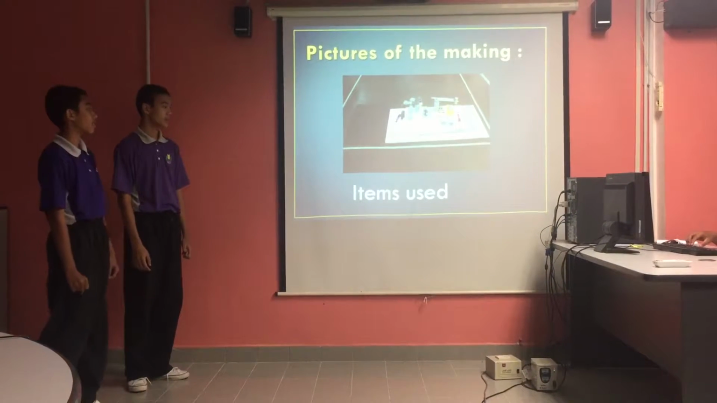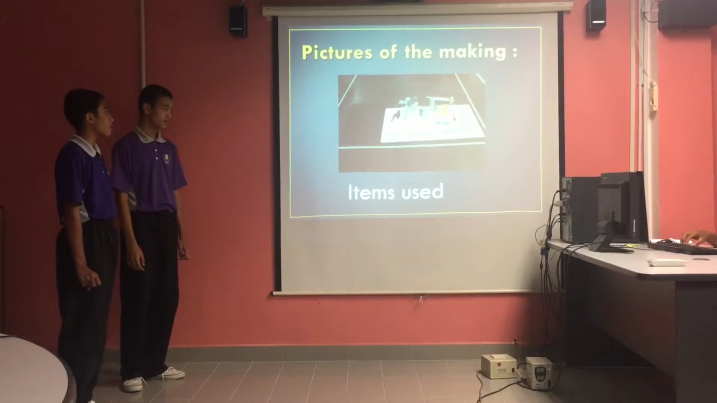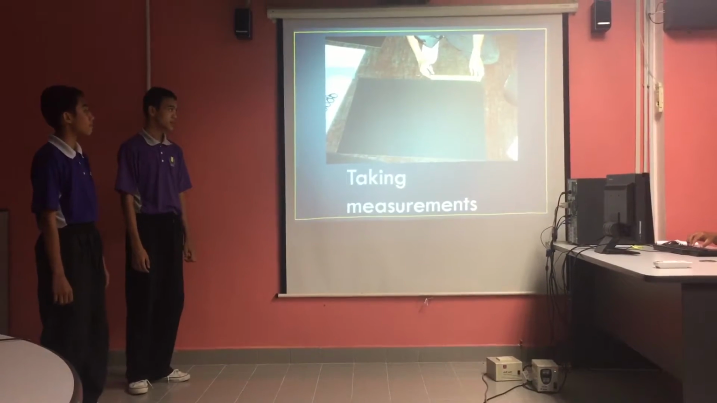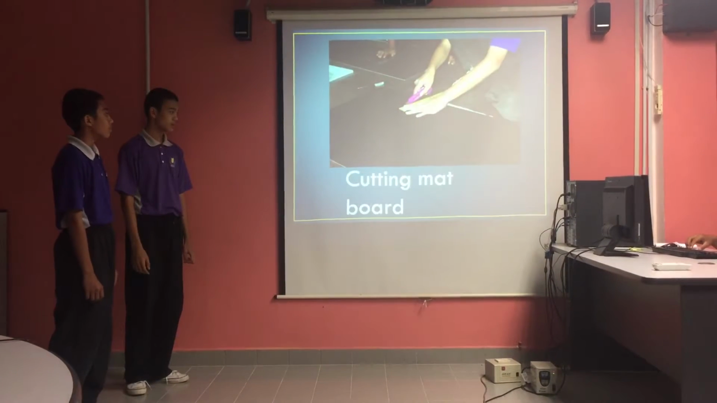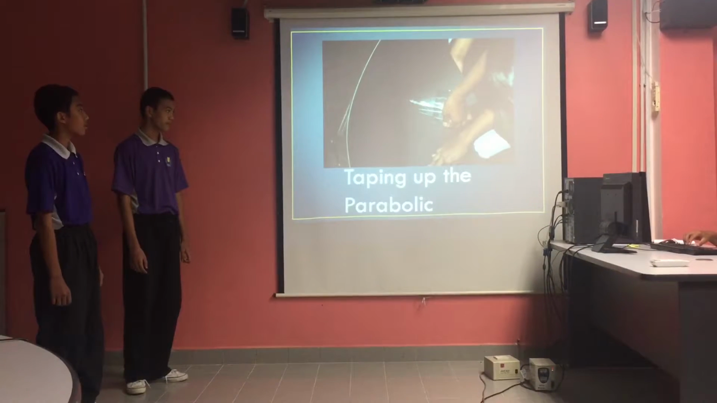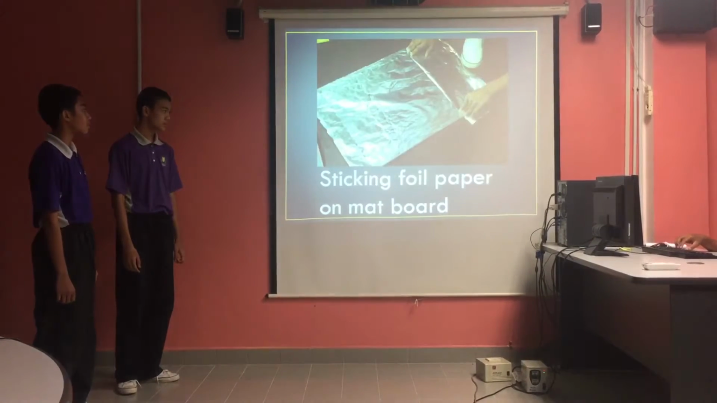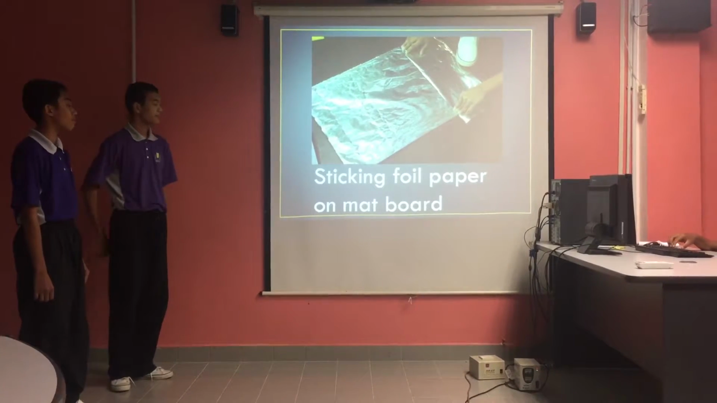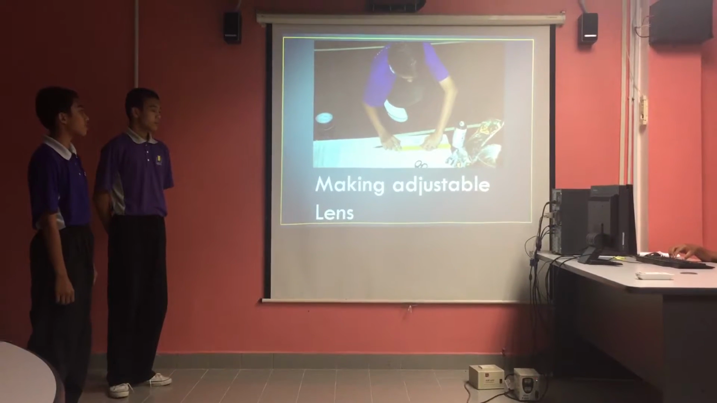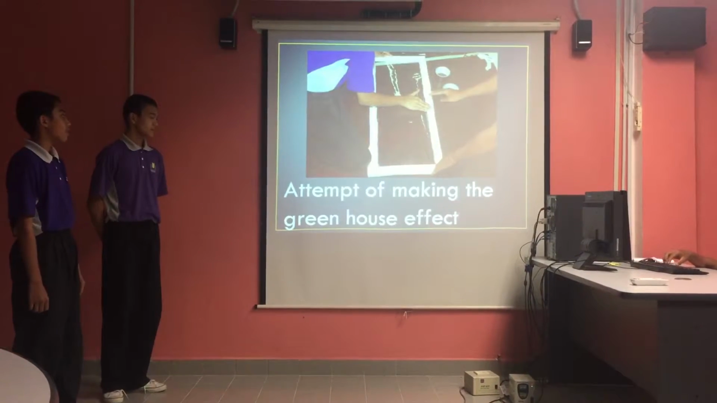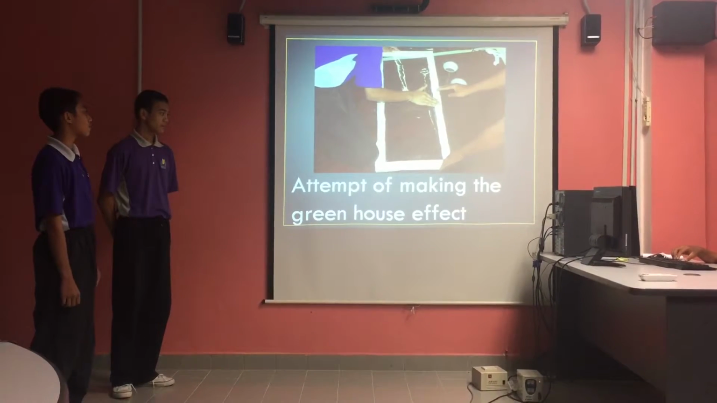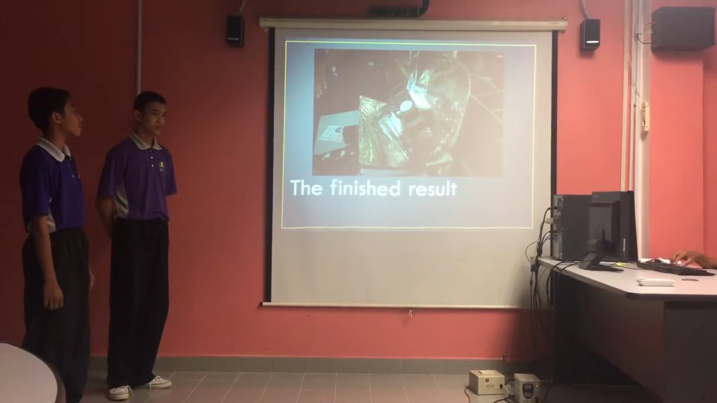It's all for making. Items used. Taking measurements. Cutting mat pot. Taping up the parabolic. Spraying the spools. Sticking foil paper on the mat pot. Making adjustable lens. The time of making the greenhouse effect. Finished result.